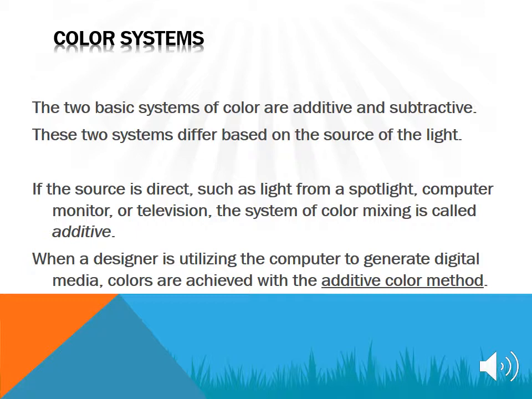There are two basic systems of color, which are additive and subtractive. These two systems differ based on the source of the light. If the source is direct, such as light from a spotlight, computer monitor, or television, the system of color mixing is called additive. When a designer is utilizing the computer to generate digital media, colors are achieved with the additive color method.